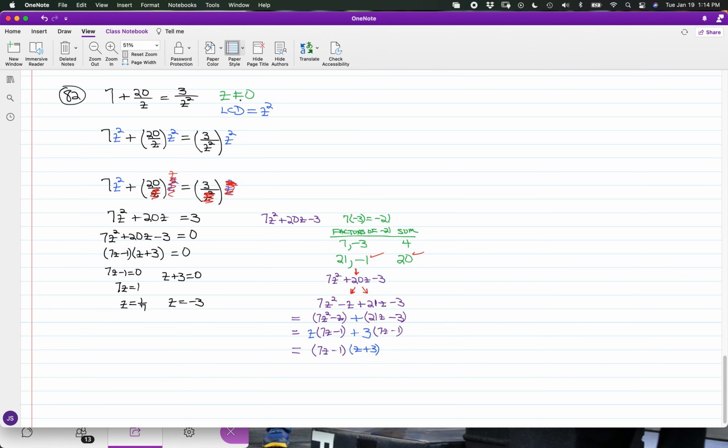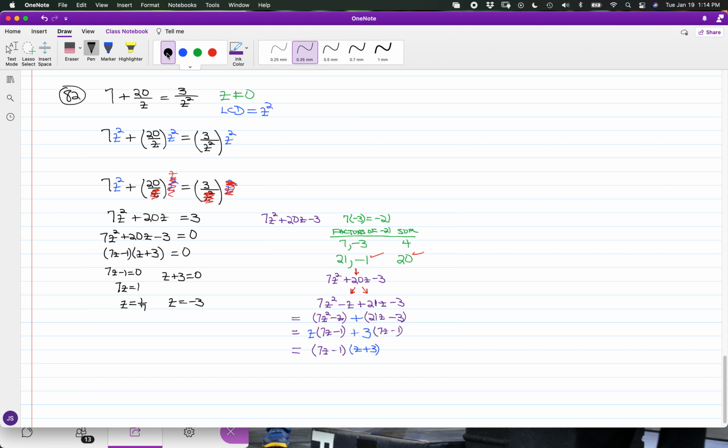And again, just for the restriction, we had that z cannot be 0. So our attempted solutions of 1/7 and negative 3 are going to be successful. So for this outcome, we have two solutions in z, one at 1/7 and the other at minus 3.